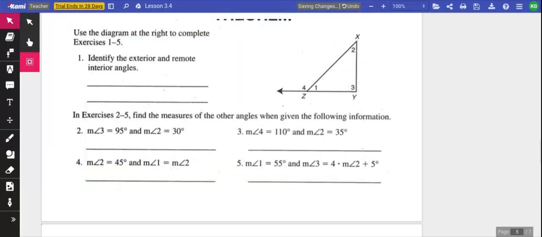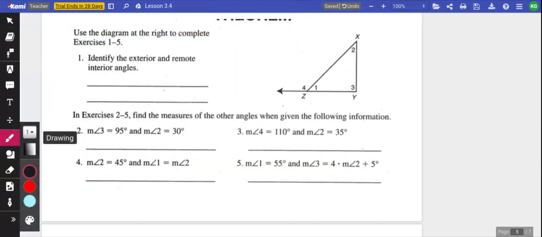Okay, on the last one, the measure of angle 1 is 55. The measure of angle 3 is 4 times the measure of angle 2, plus 5. Well, it doesn't tell me what the measure of angle 2 is, so I'm going to give that x. Then the measure of angle 3 is 4 times that plus 5.